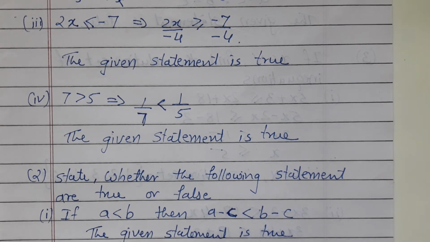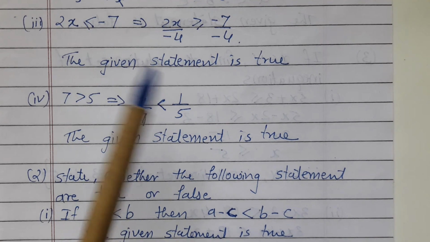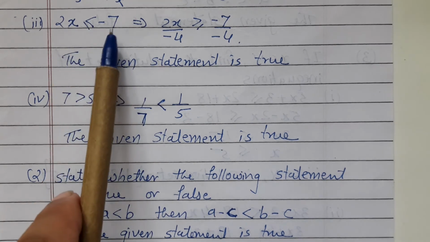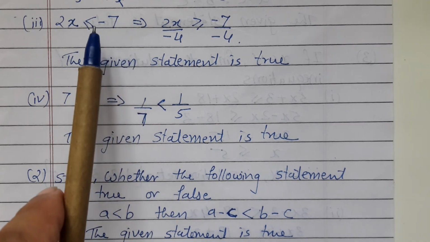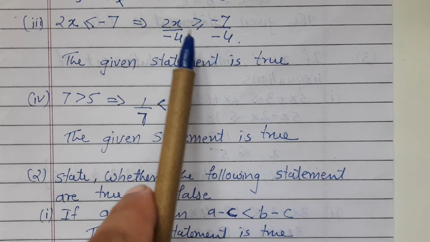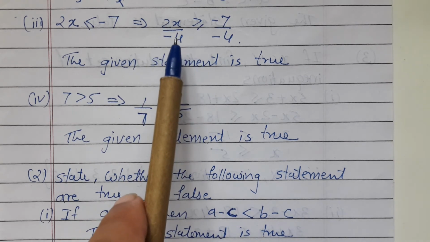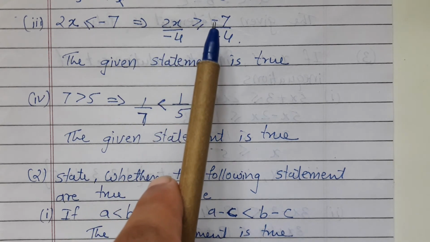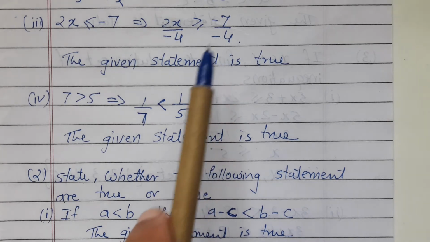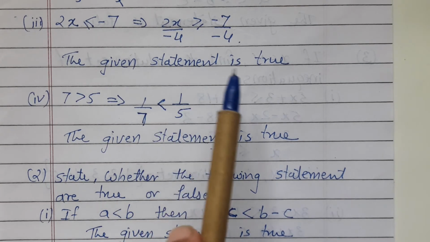2x is less than or equal to minus 7. Dividing both the sides by minus 4, the sign has to change. Yes. So 2x upon minus 4 is greater than or equal to minus 7 upon minus 4. Therefore, the given statement is true.